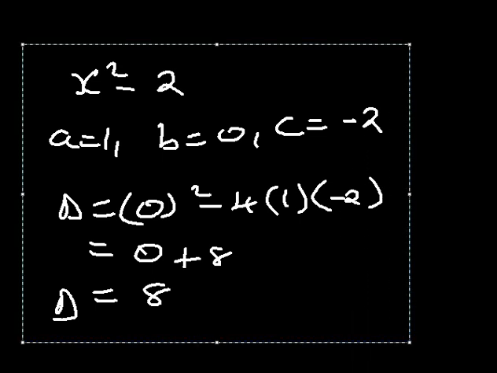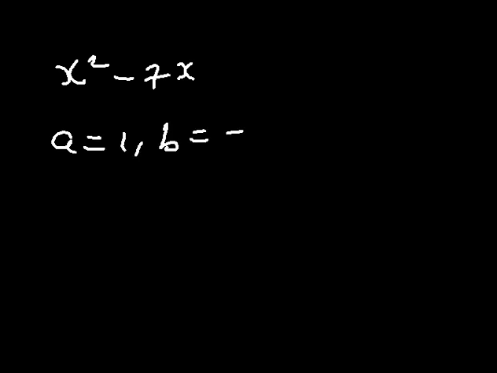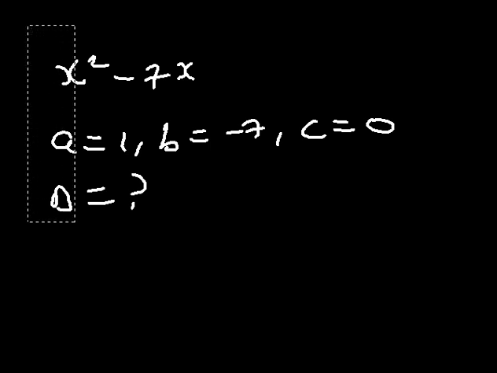And likewise, let's say we have x squared minus 7x. What is the discriminant of this quadratic expression? We have a as 1, b as negative 7, and c as 0. Then the discriminant, what would that be? Try to get it.